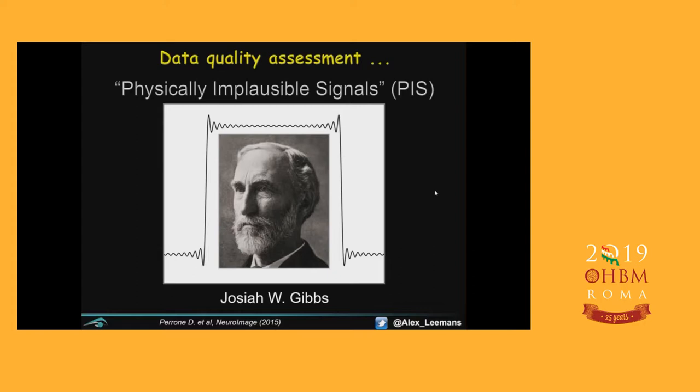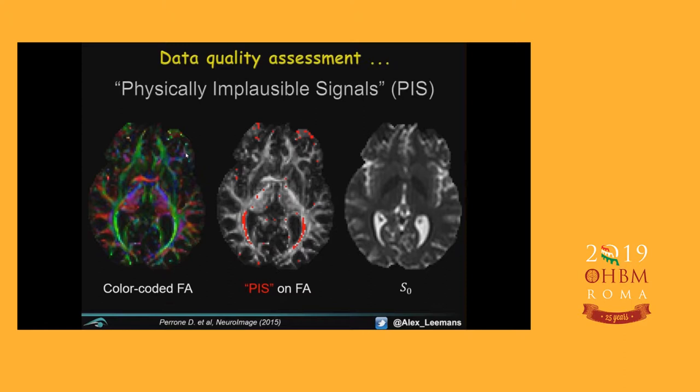Anyway, let's focus again on the data. Now I'm showing you the color-encoded FA map alongside the FA map flagged with PIS on it. And as you can appreciate now, you see this dark rim due to Gibbs ringing. So at any interface in your data where you have a transition from a low signal to a very high signal, it means in signal space it's very steep going up, right? And just before going up, you have this rippling going down, and then the overshoot in the CSF. So that's how you have to visualize this.